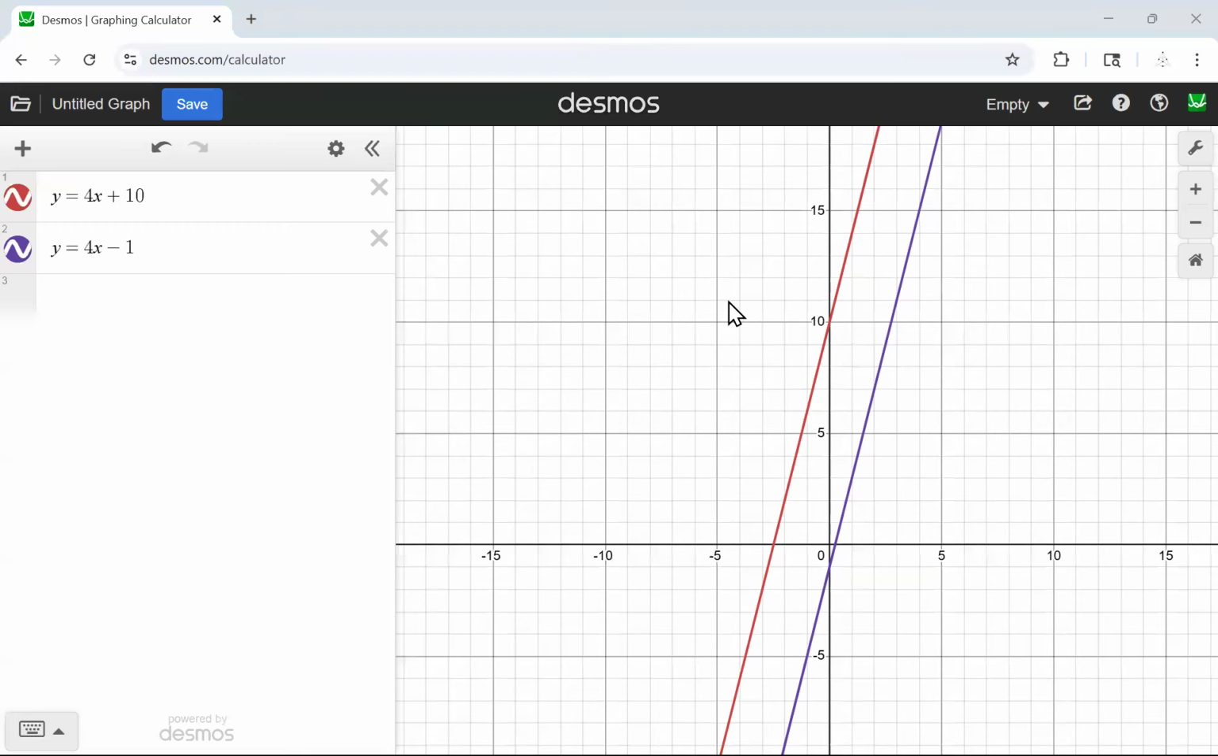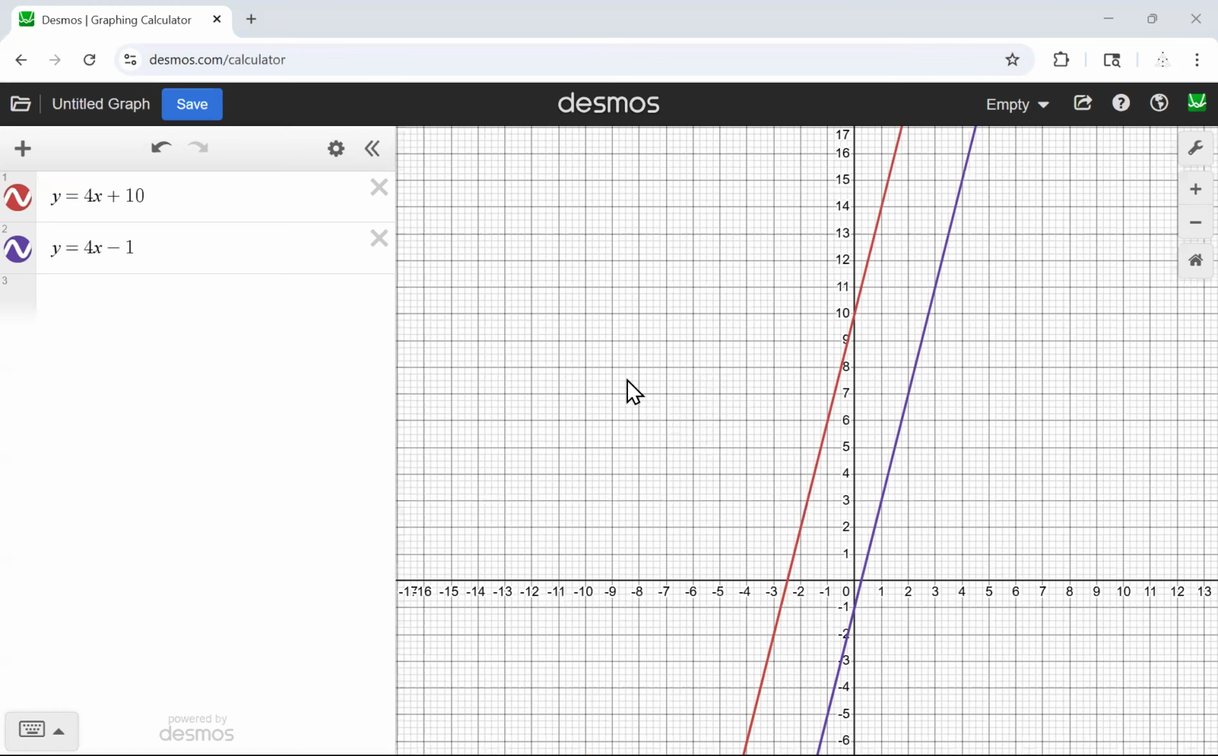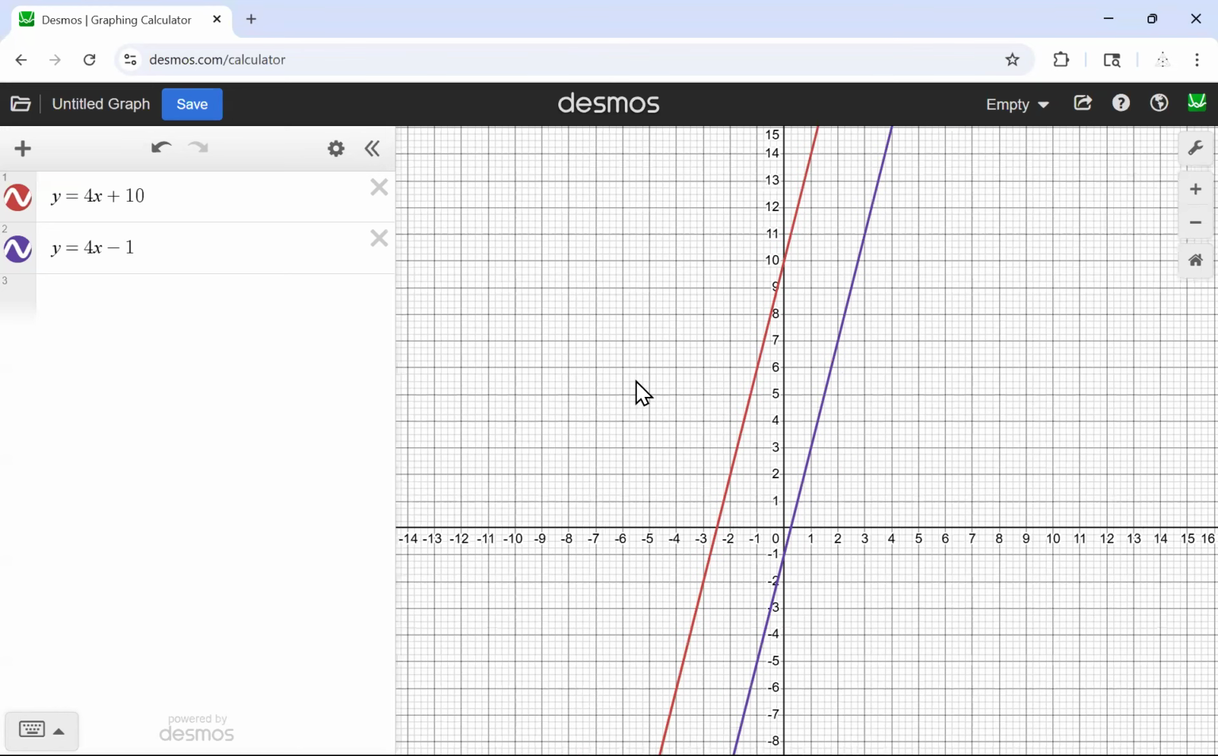Before I jump into doing some things algebraically, I just wanted to talk about the graph of parallel lines and the graph of perpendicular lines, because this is something that may come up later on in your mathematics. So we said parallel lines have the same slope, something like y equals 4x plus 10 and y equals 4x minus 1.